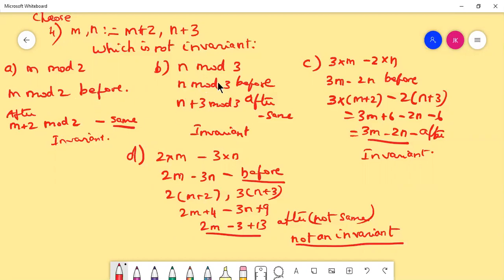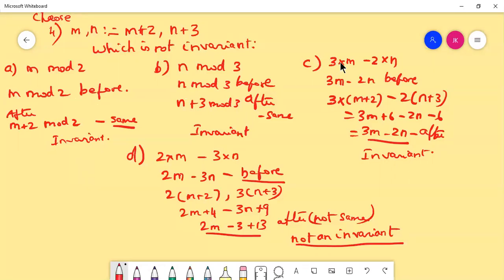I'm going to divide my n by 3. After I change my value as n plus 3 and I divide by 3 also, the work is to get the remainder when dividing my n by 3. If I change my value to n plus 3, the work is going to be the same. So again, this is invariant.